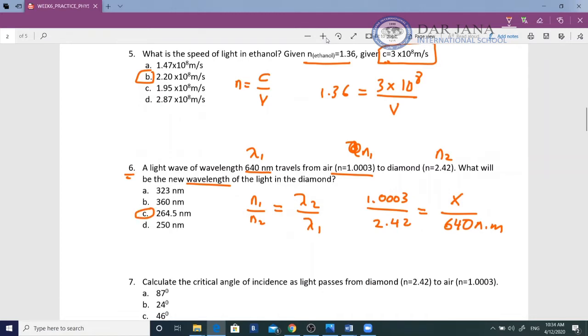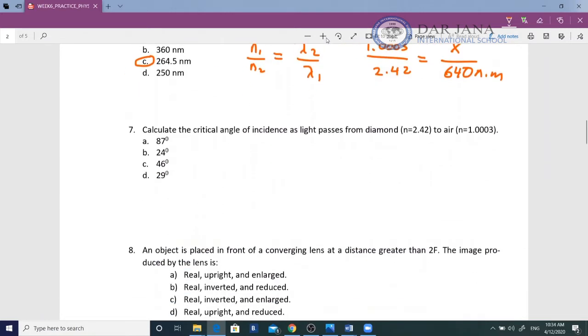Calculate the critical angle of incidence as light passes from diamond to air. So that's simple. Theta critical equals sine inverse. We just apply the formula N2, which is the smaller, over N1. Remember that this happens only from high to low index.